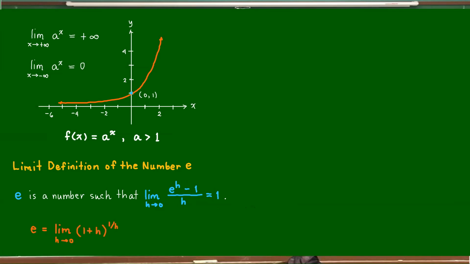We can also define e as this limit expression. e is equal to the limit of (1 plus h) raised to 1 over h as h approaches 0, or the limit of (1 plus 1 over h) raised to h as h approaches plus or minus infinity.